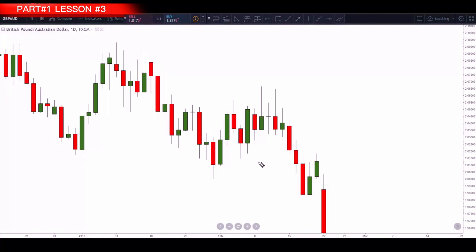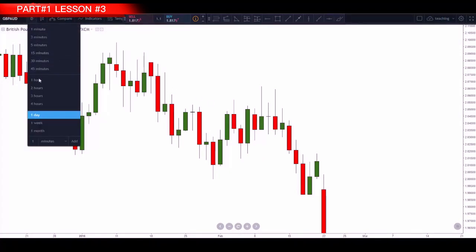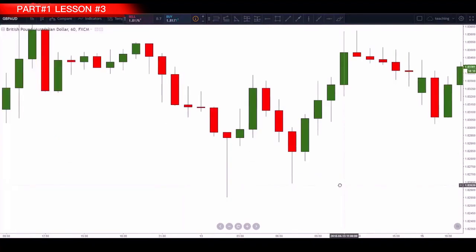And actually, let's go ahead and change time frame so you guys can see that. We're on the daily time frame now. What we're going to do is switch this to the 1 hour time frame. And here on the 1 hour time frame, we have an extremely similar situation. Instead of every day being represented by a candlestick, though, now we're looking at each hour.